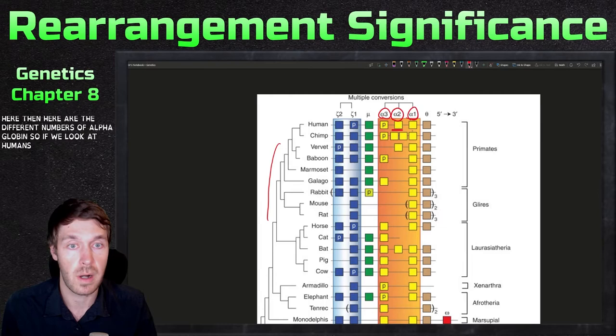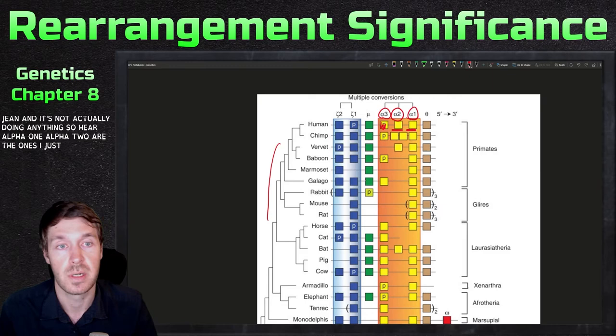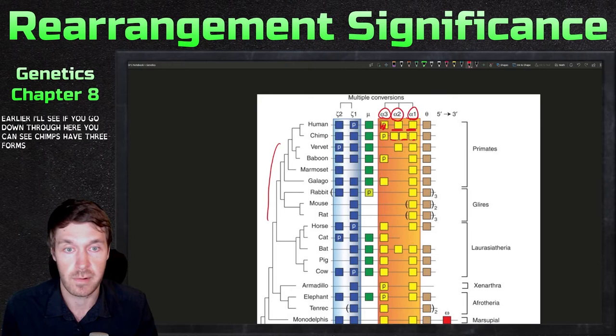If this is a P here, it's called a pseudogene, so it's a false gene and it's not actually doing anything. So here, alpha 1 and alpha 2 are the ones I just mentioned earlier. If you go down through here, you can see chimps have three forms. A vervet has two, baboon has one. I'm not going to go down through them all.